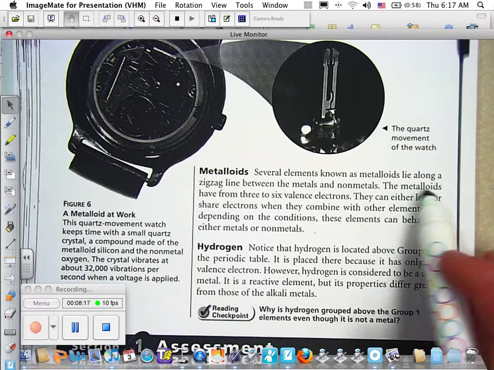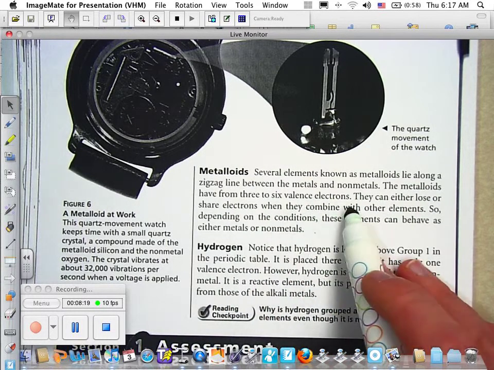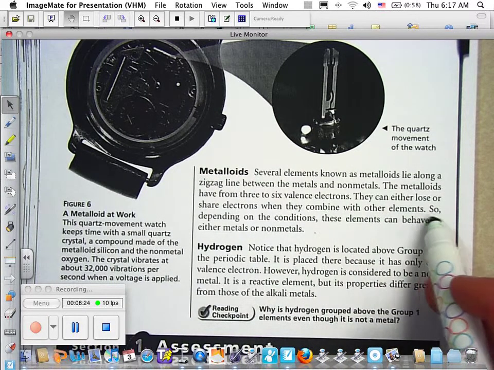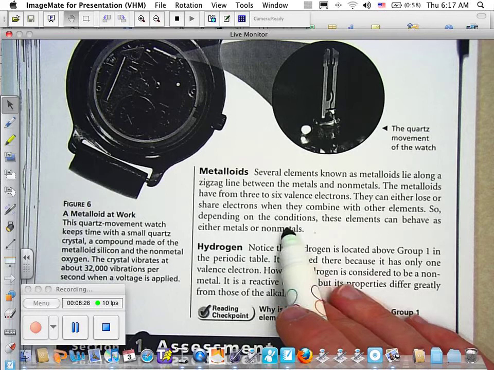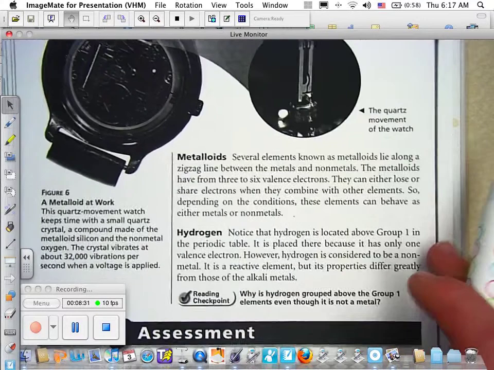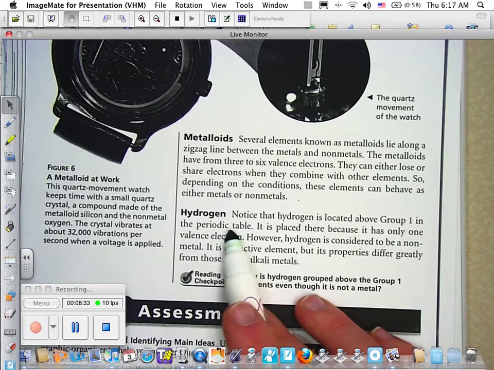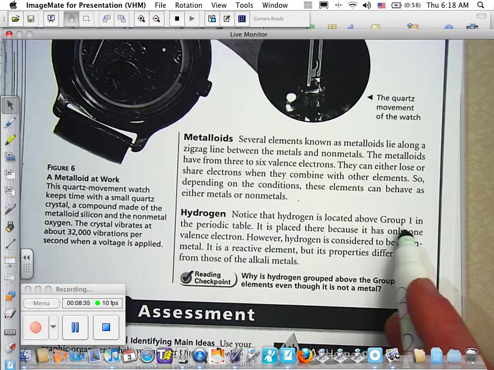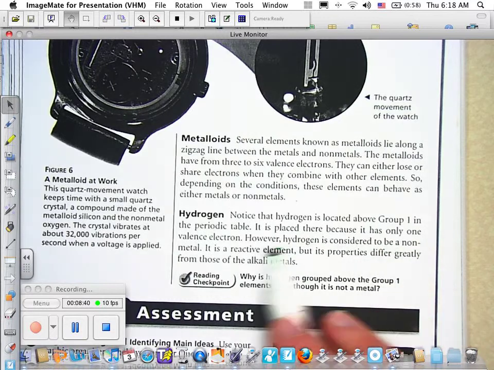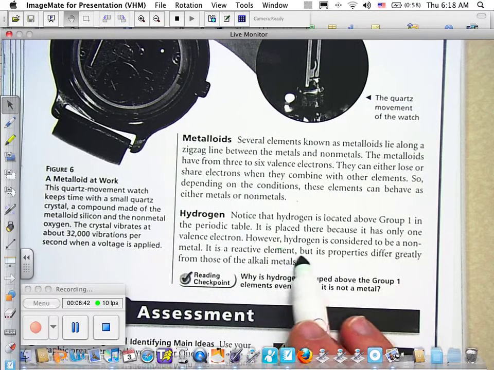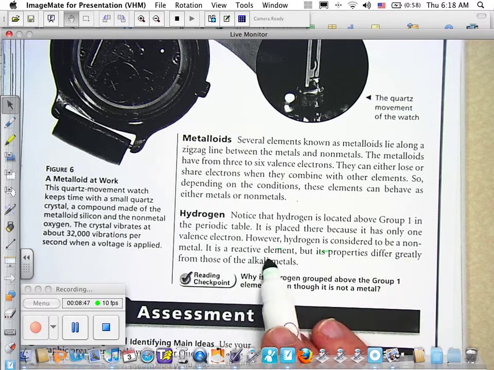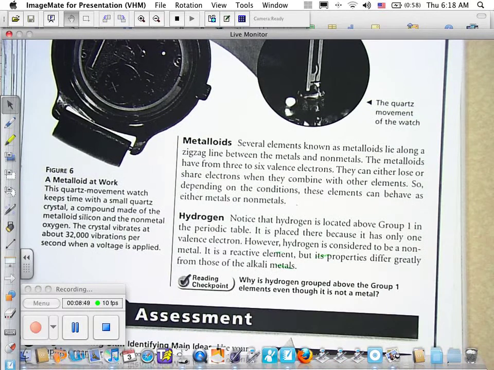The metalloids have from 3 to 6 valence electrons. They can either lose or share electrons when they combine with other elements. So, depending on the conditions, these elements can behave as either metals or nonmetals. Wow, cool. Hydrogen. Notice that hydrogen is located above group 1 in the periodic table. It is placed there because it has only 1 valence electron. However, hydrogen is considered to be a nonmetal. It is a reactive element, but its properties differ greatly from those of the alkali metals.